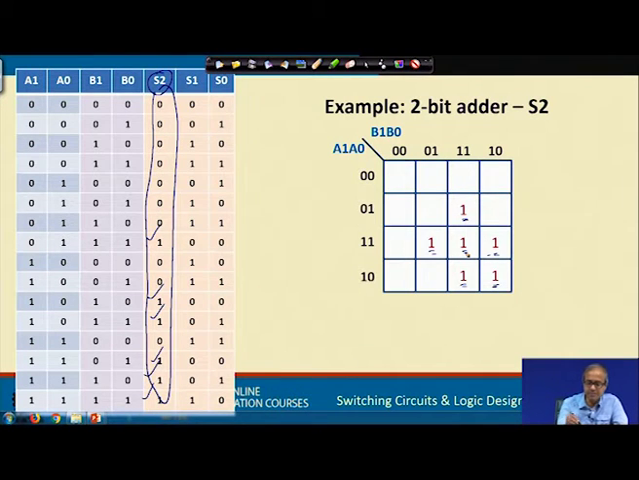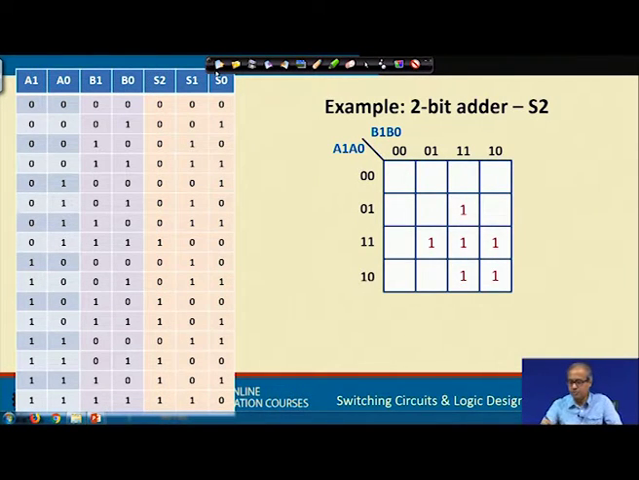So, now if you try to form the cubes in this case, you will be getting a large cube here, a smaller cube here and another smaller cube here. That is all, you cannot minimize any further. So, what will be the expression for S2?